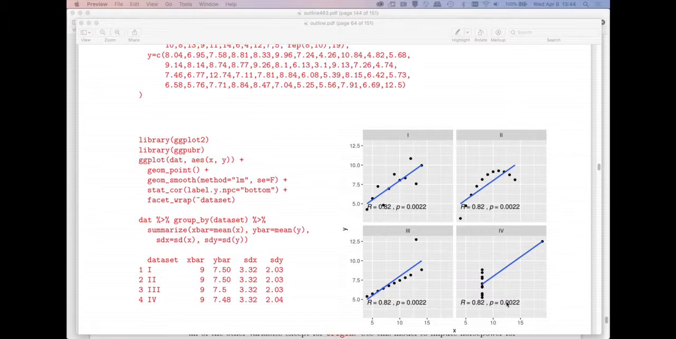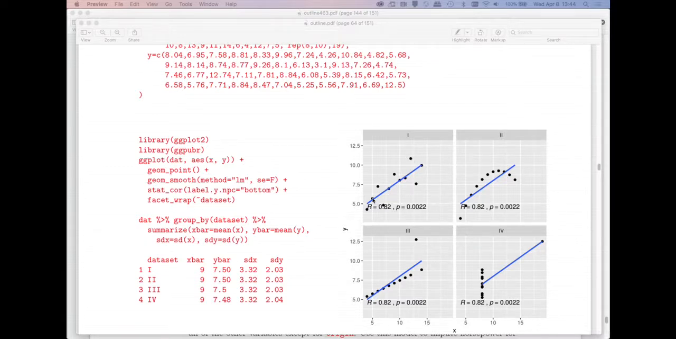So the point with this is, if we were to look only at single number summaries, so the means of X, the means of Y, standard deviations, and correlations, we would conclude that, oh my goodness, all 4 of these data sets should be about the same because the single number summaries are all the same. However, when we look at the scatter plots, we see very different stories.